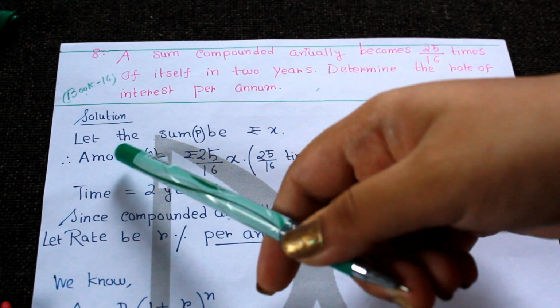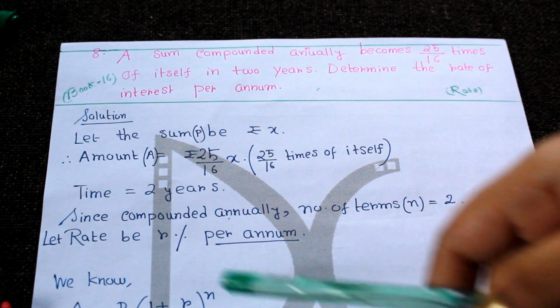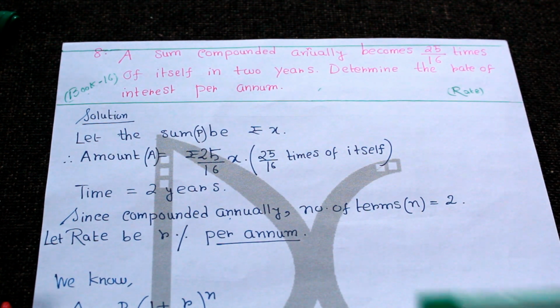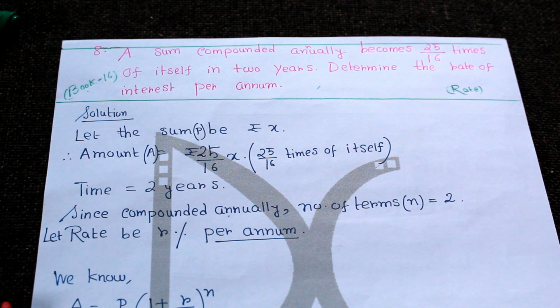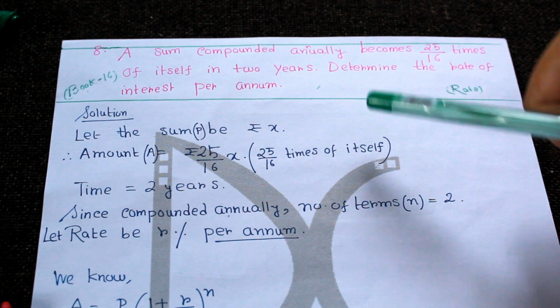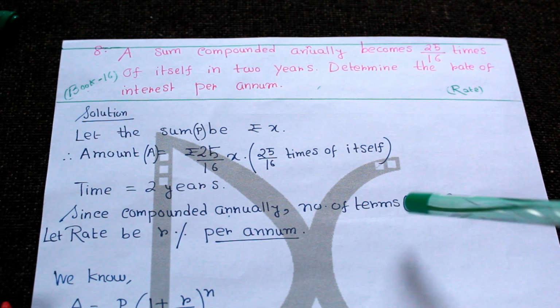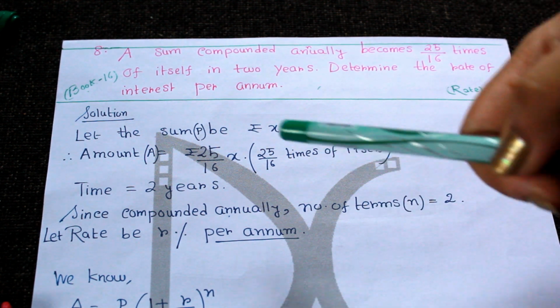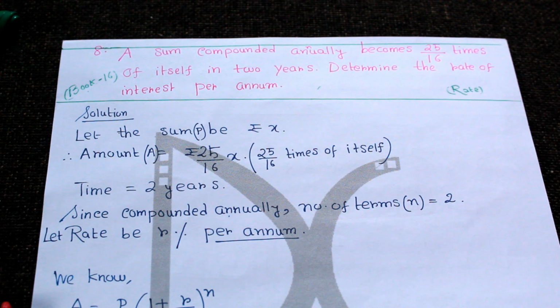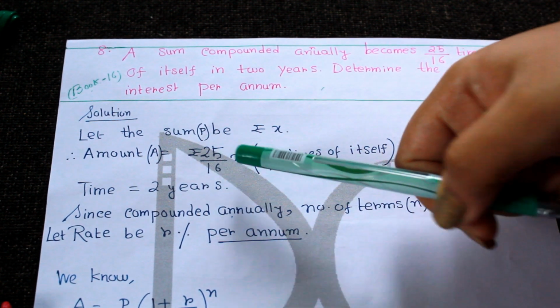Okay, so let the sum be rupees x. Amount A, what will be it? 25 by 16x, rupees 25 by 16x, because it is given in the question that it will become 25 by 16 times of itself. So what is the meaning of 25 by 16 times of itself? Means 25 by 16 into rupees x. Okay, so it becomes rupees 25 by 16x.